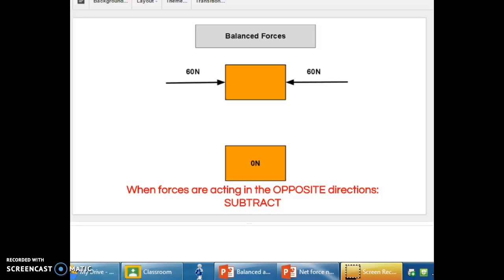Here I have a force pushing this box to the left, 60 newtons of force, and to the right, 60 newtons of force. These forces are also in opposite directions. So pushing towards each other, pulling apart, that is still opposite directions. So when the forces are opposite, you're going to subtract. So 60 minus 60 is what? 0 newtons. This force is considered balanced.